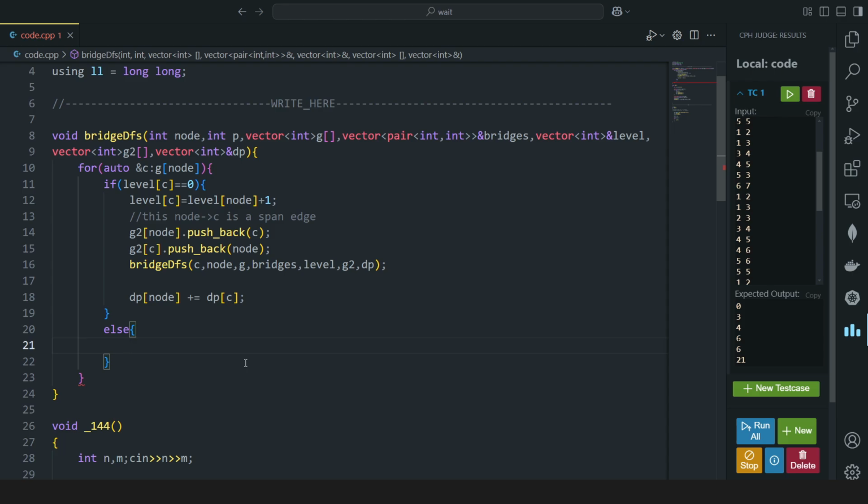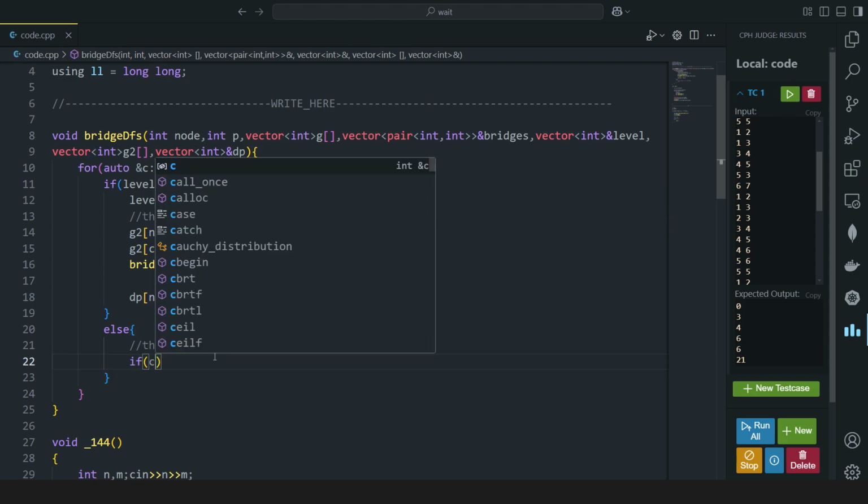So if it is not the case, therefore it means that this node to C is not a span edge. So now it means that this node to C is a back edge, right? And if it is a back edge, then there are two possibilities. Either this back edge will be going from node to C in the upward direction, that is the level of C will be less as compared to the level of node, or the other way, right?